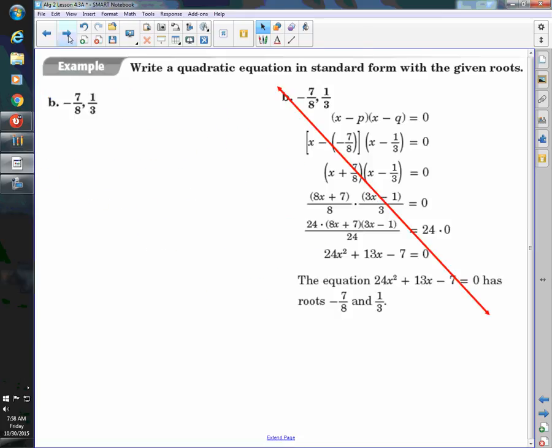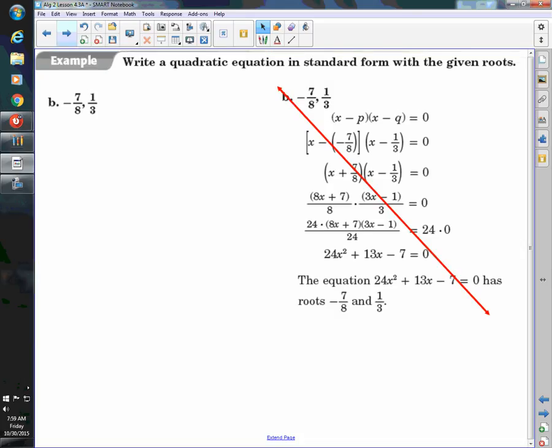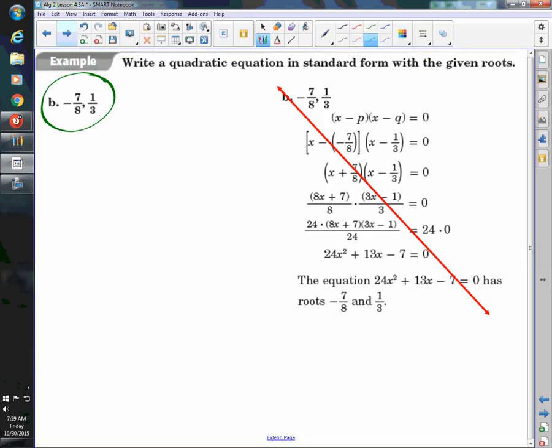Here we can see that we've got fractions that we're going to be writing the equation for. So, we want it to have these roots. Now, this method is the method that's taught in the textbook. I don't like that method. I'm going to show you an easier method. Once again, as before, since our first term is negative 7/8, I'm going to put x plus 7/8. And since I've got a positive 1/3, I'm going to do x minus 1/3.